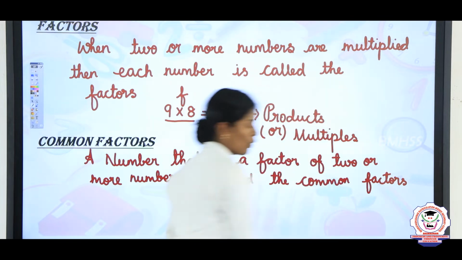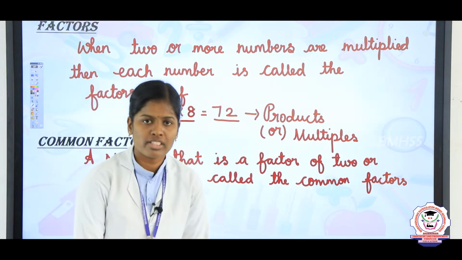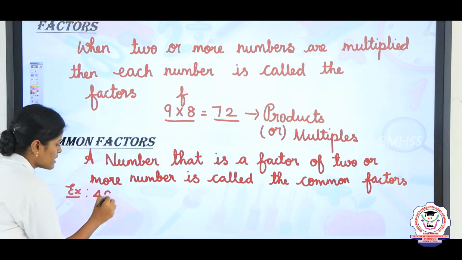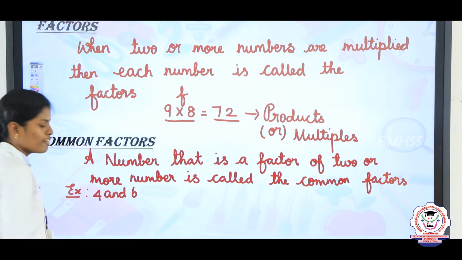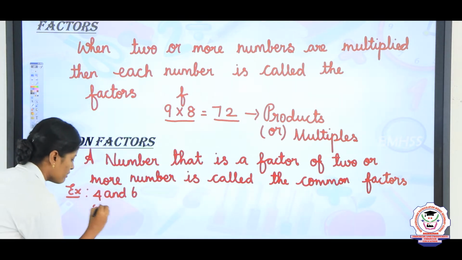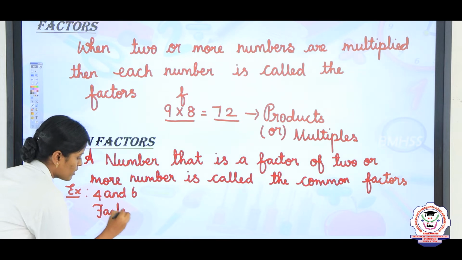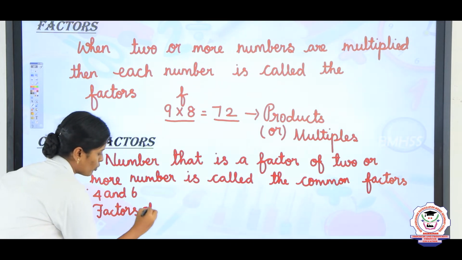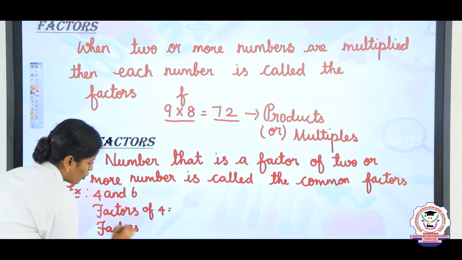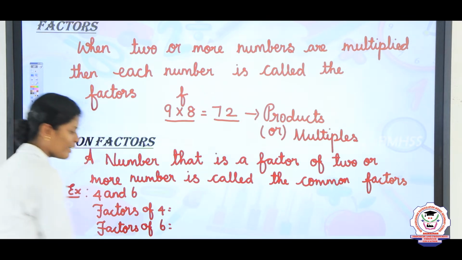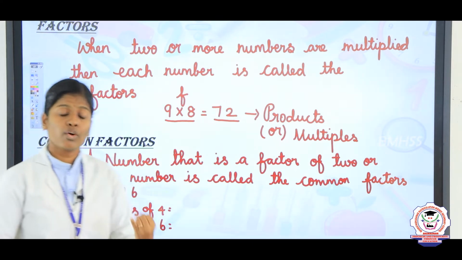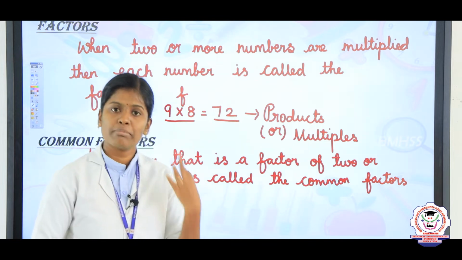So listen children, now we are going to find the common factors of two numbers. Take, for example, 4 and 6. First we are going to find the factors of 4, then the factors of 6. Write factors of 4 and then factors of 6. Now tell me Kiran, what is the answer? Factors of 4. How will we find the factors? First we check the 1 table, 2 table, 3 table and then 4 table.